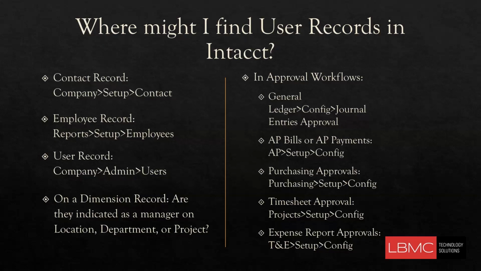Okay. And then also you might be listed as a manager on a certain dimension, such as a location dimension, department dimension, or project dimension. Some other areas in an approval workflow where a user might be found could be in your general ledger configuration if somebody is assigned to do journal entry approvals. It could also be in the accounts payable configuration if someone is assigned to approve AP bills or AP payments. It could be in the purchasing configuration if somebody is assigned to do any type of purchasing approval. Also in timesheet approvals and expense report approvals.